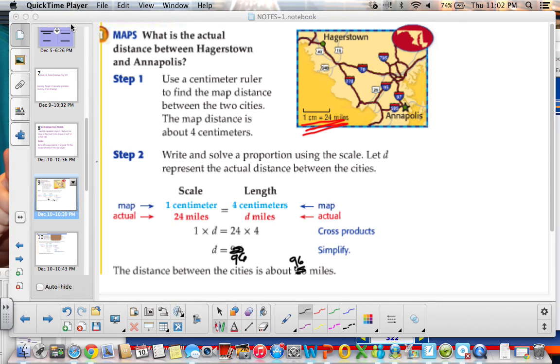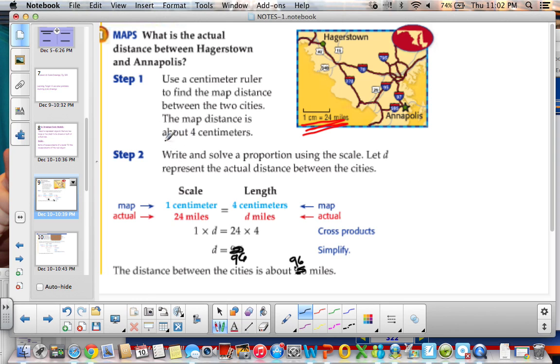So we're given a map and it says what is the actual distance between Hagerstown and Annapolis. So we can see here's Hagerstown, here's Annapolis, and our key is 1 centimeter equals 24 miles. So we measured with a ruler and we got about 4 centimeters on the map from Hagerstown to Annapolis. Now we need to write and solve a proportion to figure out what's the actual distance in real life between the two cities.